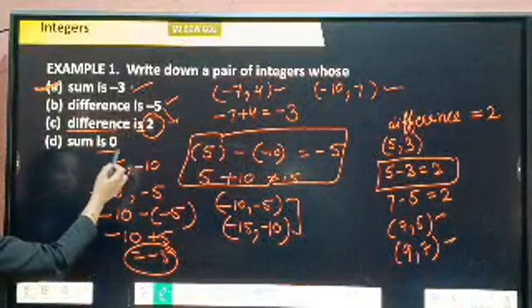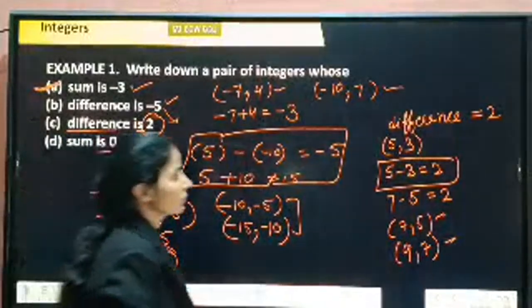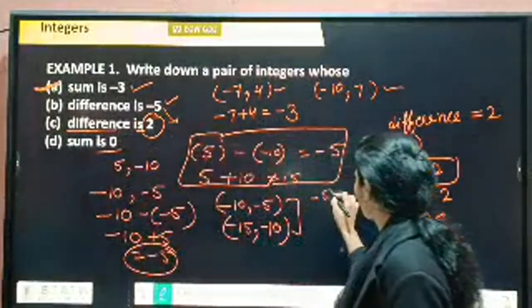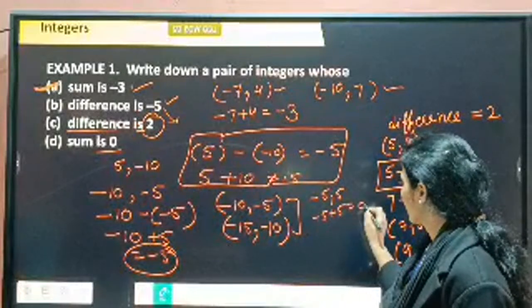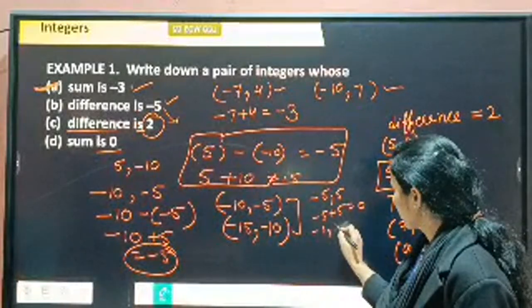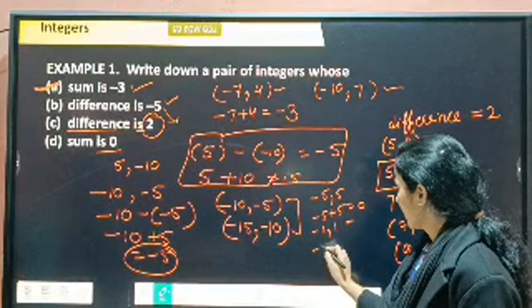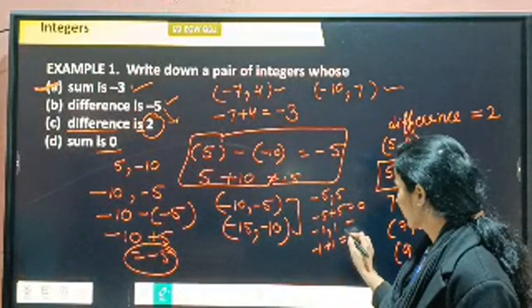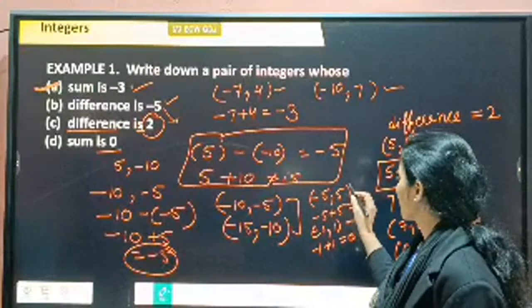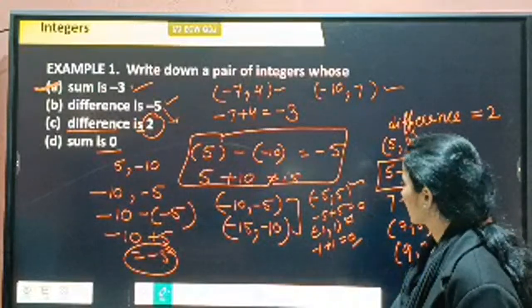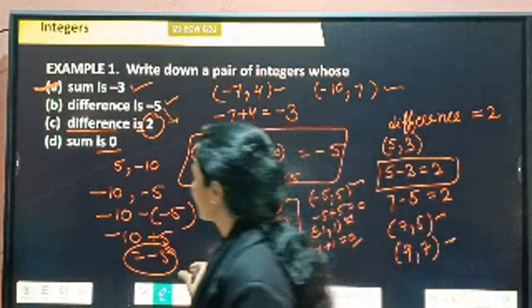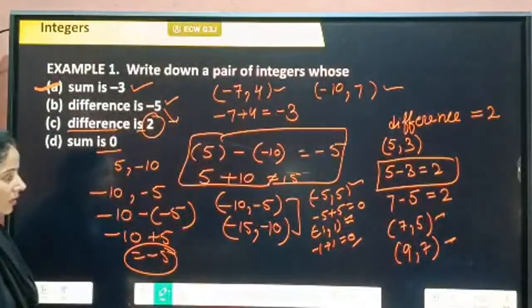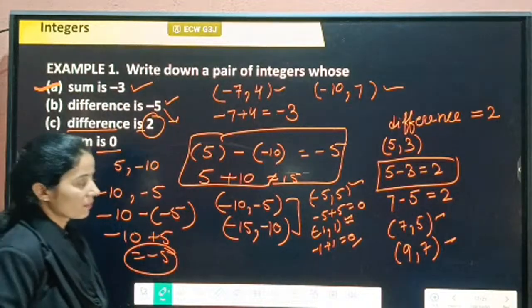Next is sum is 0. Sum is 0, like minus 5 and 5. Minus 5 plus 5, answer is 0. Minus 1 comma 1, then its answer is again 0 if you add these two integers. So there are also so many pairs whose sum is 0. One you can take positive and one you can take negative. So example number 1 is completed.